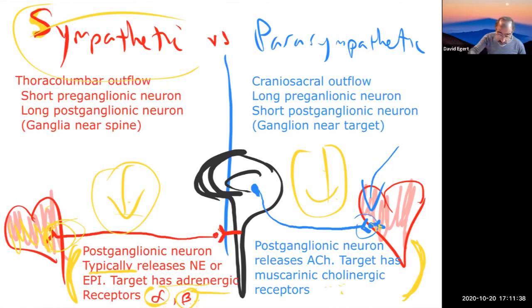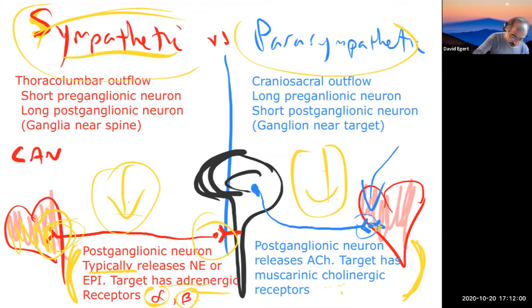The other big difference between these two is sympathetic, in addition to operating along these motor pathways mediated by neurons, can also trigger the dump of adrenaline or epinephrine by the adrenal gland. So that's the other thing that this side can do. Can release epinephrine from the adrenal gland, from adrenal medulla.